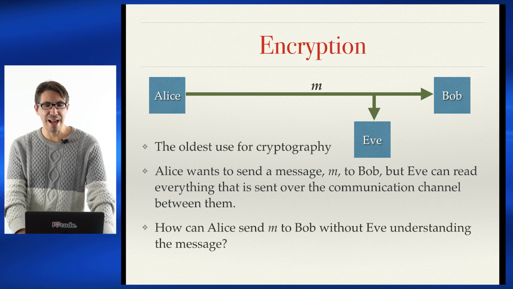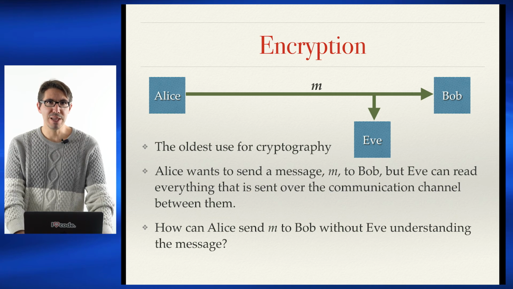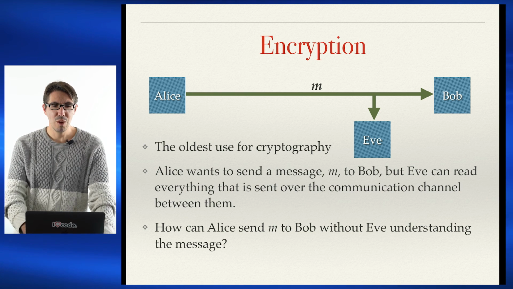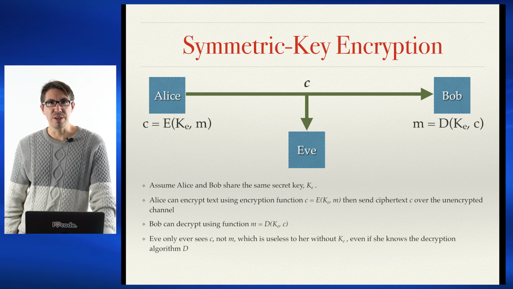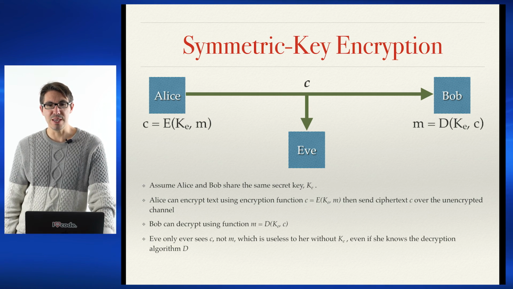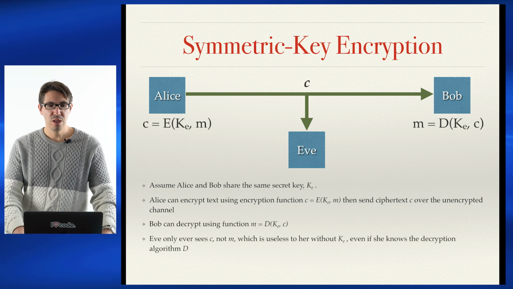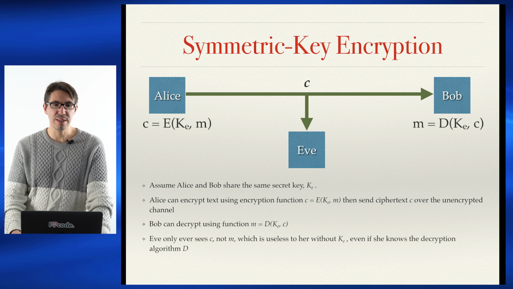So how can Alice send a message, M, to Bob, but without allowing Eve to understand the message, even if she sees it? Well, we can encrypt it. The oldest form of encryption is called symmetric key encryption. And this is a case where both Alice and Bob have access to the same or related keys.